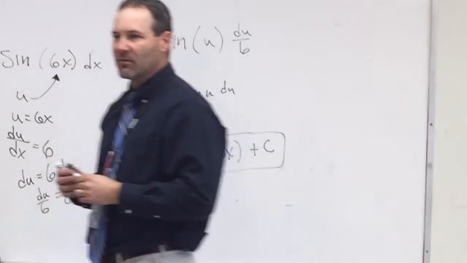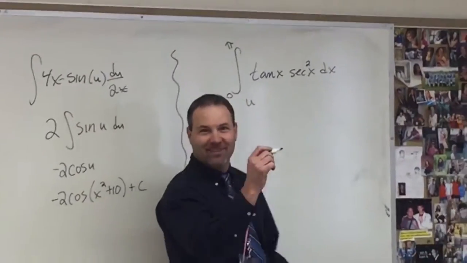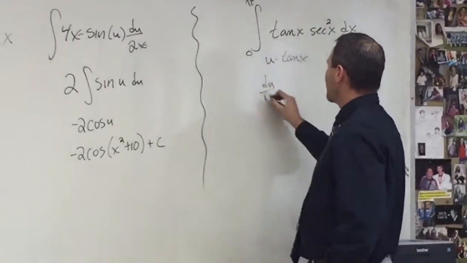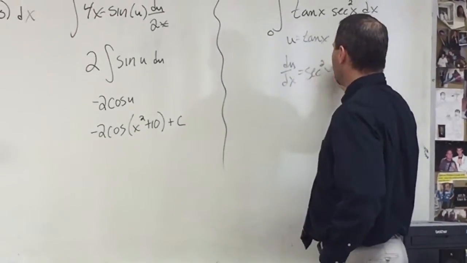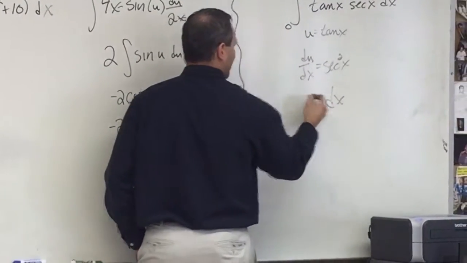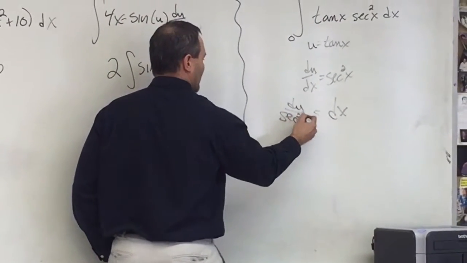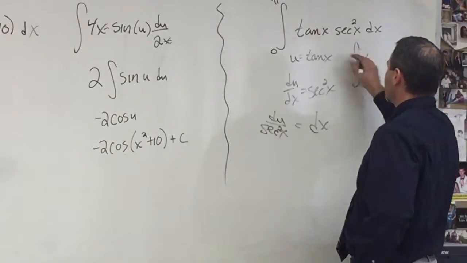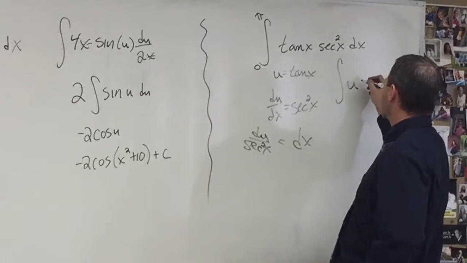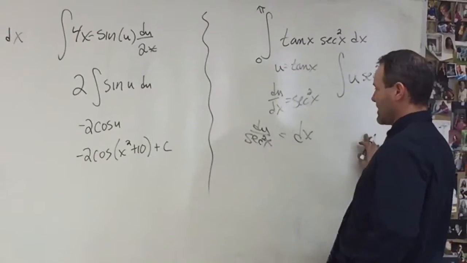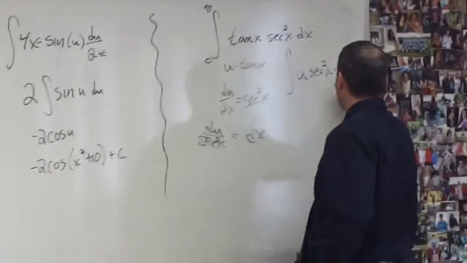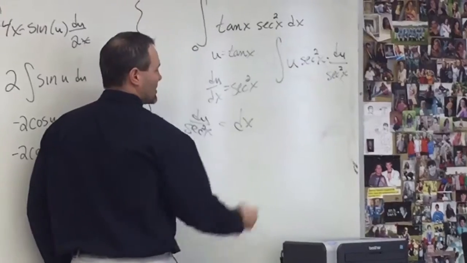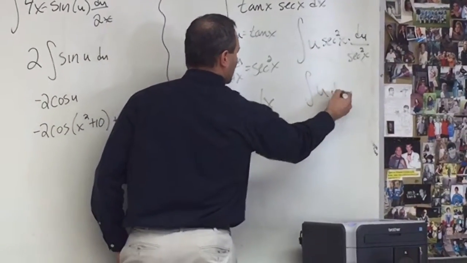Why don't you try this one, see if you can figure out what your u should be. If we choose u as our tangent x, then du dx equals secant squared x. Solving for dx, that is du over secant squared x. Rewriting our integral, it's u secant squared x dx, which is du over secant squared x. So the secant squared x is gone, and we have the integral of u du.